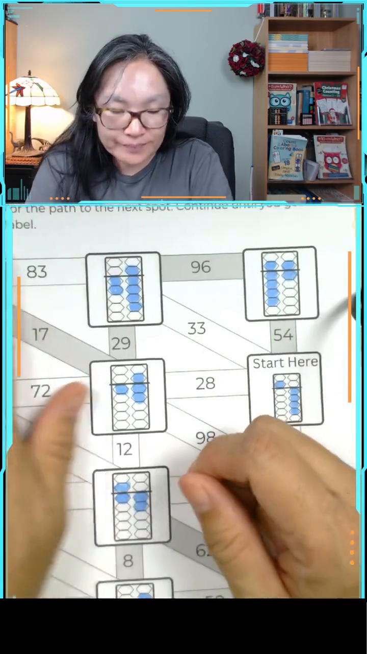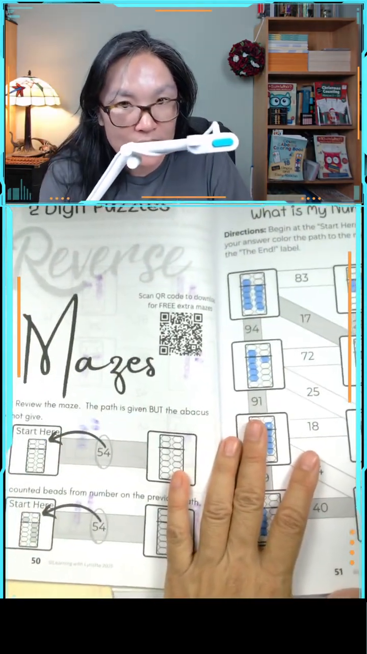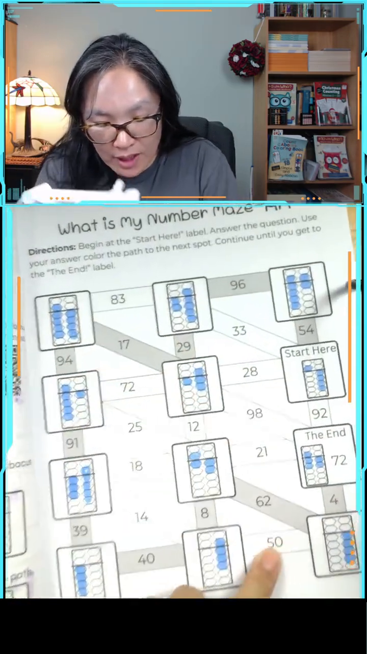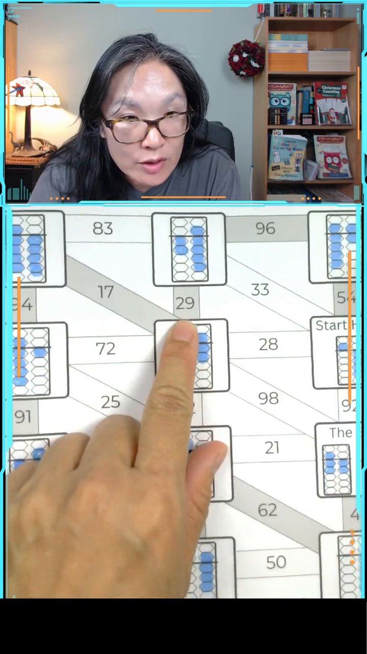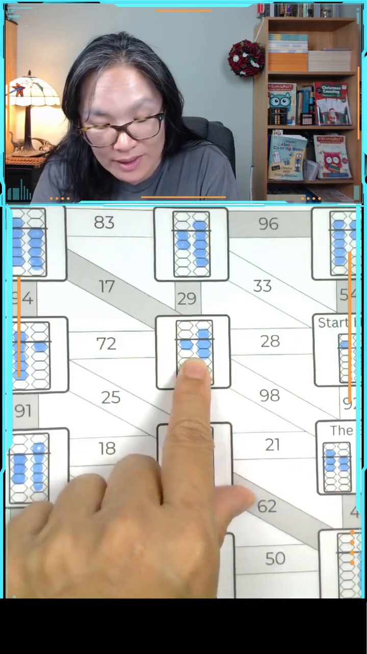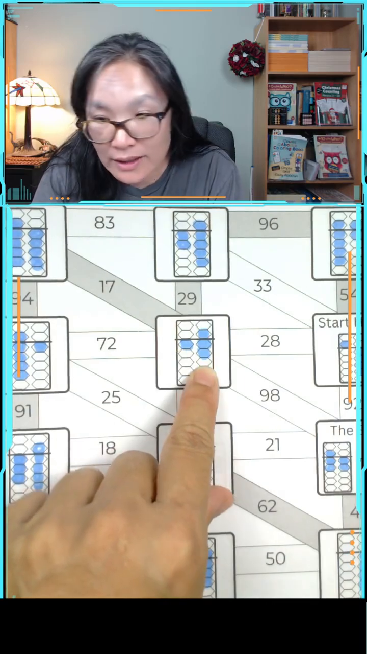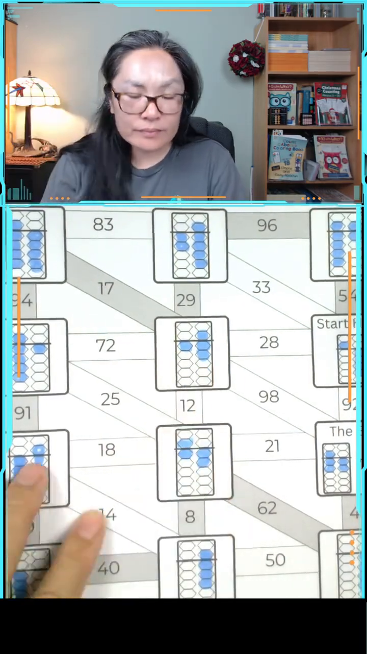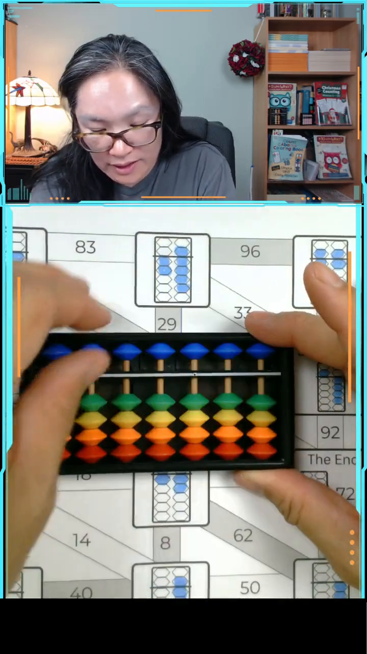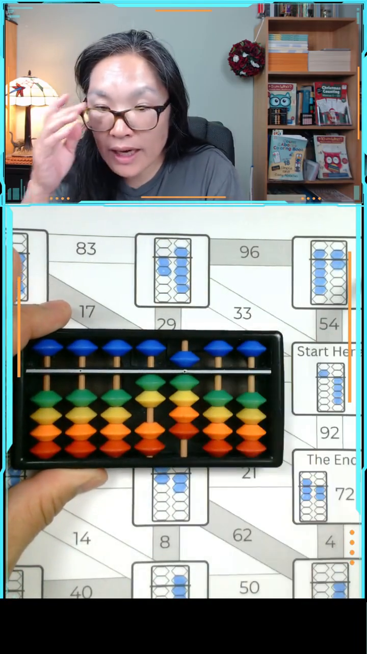Oh, she did. Okay. So this is what I call a reverse maze. A reverse maze is I give you the path and I give you the number, but it is up to you to figure out what the colors are to color in the path, or to color in the abacus. So this is 17, so I would want you to color in 17 on the abacus. And then this is 29. If you notice, 29 looks like this: 20 and then 9. So we have 29 over here.